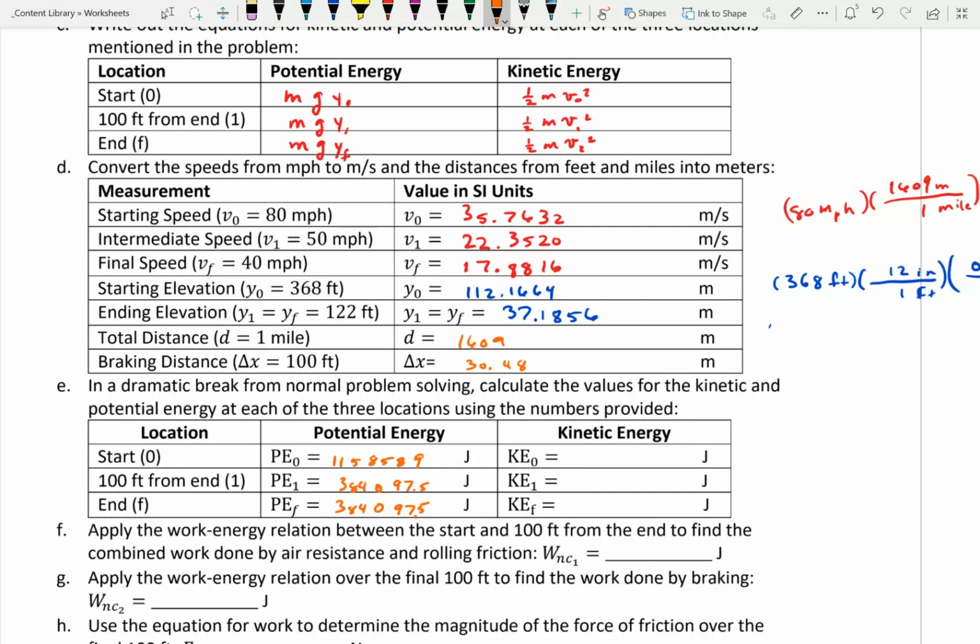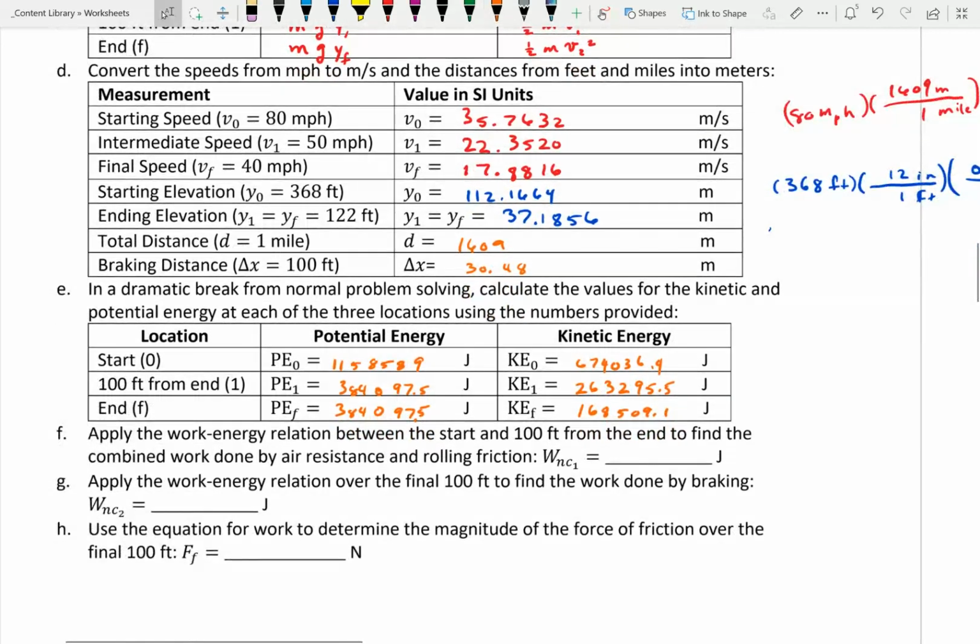And then kinetic energy is 1/2 mv squared. It's 674,036. And that 0 looks wrong. 263,295.5, 168,509.1. So there I calculated all of those potential and kinetic energies because I could, because I had all of those values.